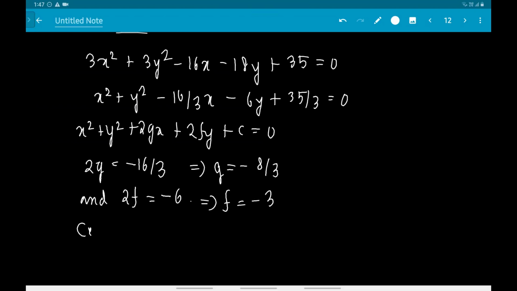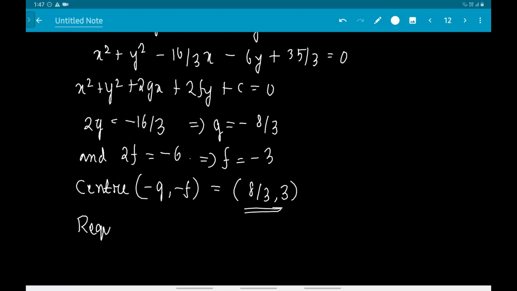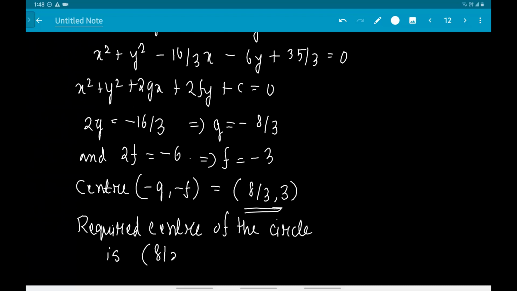So center, we know that center is minus g comma minus f. So it will be 8 by 3 comma 3. So the required center of the circle is 8 by 3 comma 3. So this is the required answer.